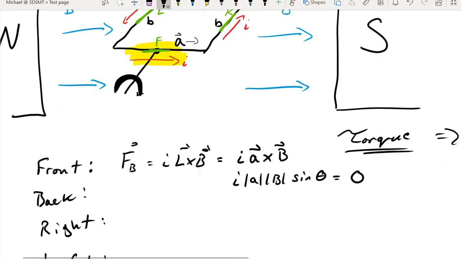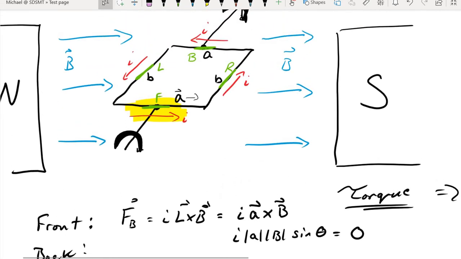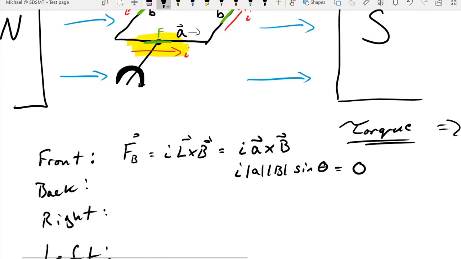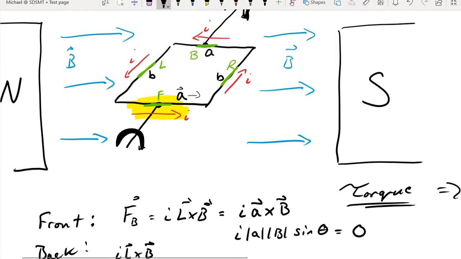So now we try the same thing with the back leg. Now the back leg also has length of A. The length of our displacement vector L is the length that our current has to travel through on that back leg. So we again have a displacement vector of A, and that's pointing to the left now because the current that passes through that back leg is now traveling to the left.